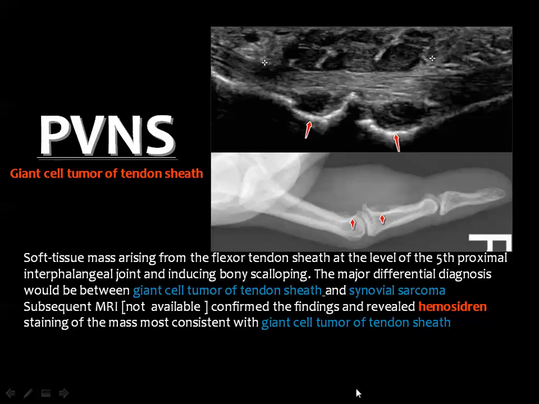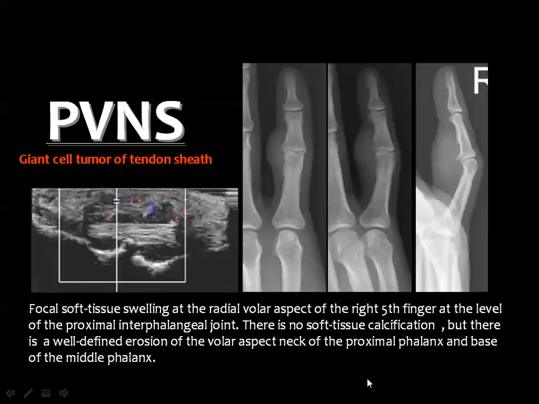But if you remember, giant cell tumor usually shows dark signal on the T2 weighted image because of the hemosiderin, but synovial sarcoma will show bright signal or mixed signal on the T2 weighted images. There is no hemosiderin in this tumor. And this is another example, and you see the soft tissue mass and some impression on the cortex of the bone. The mass is a little bit hypervascular, as you can see in the Doppler study.